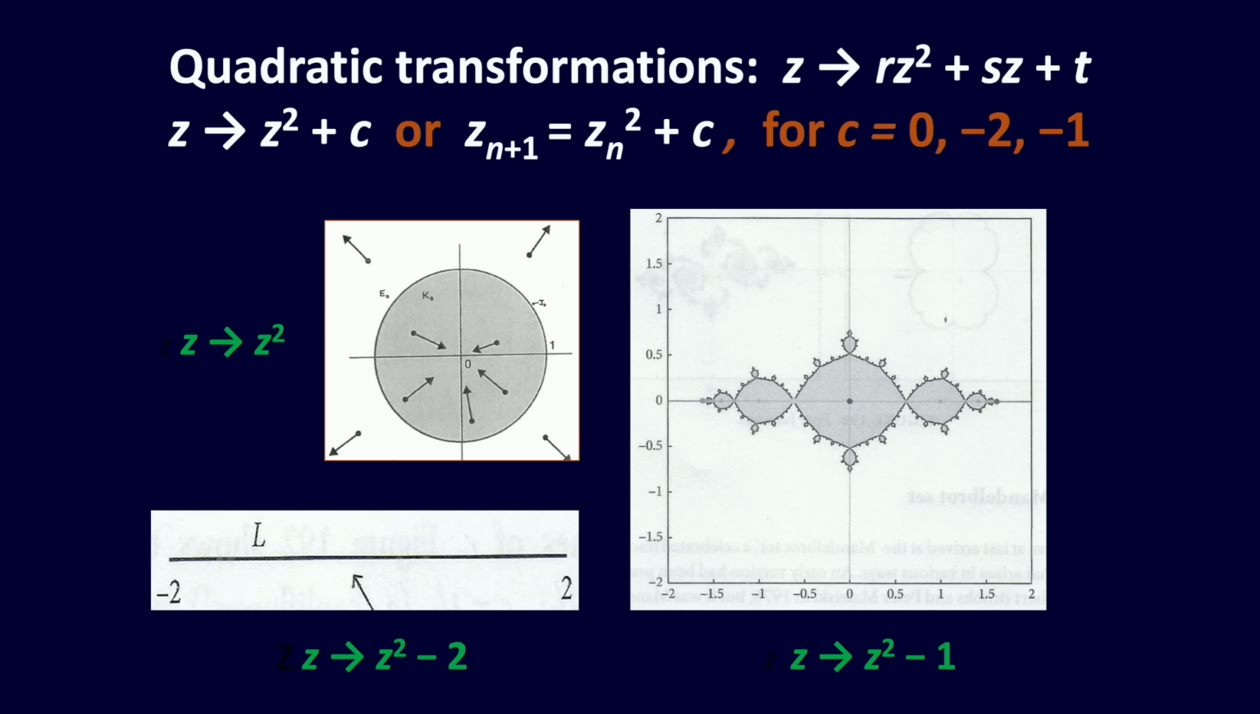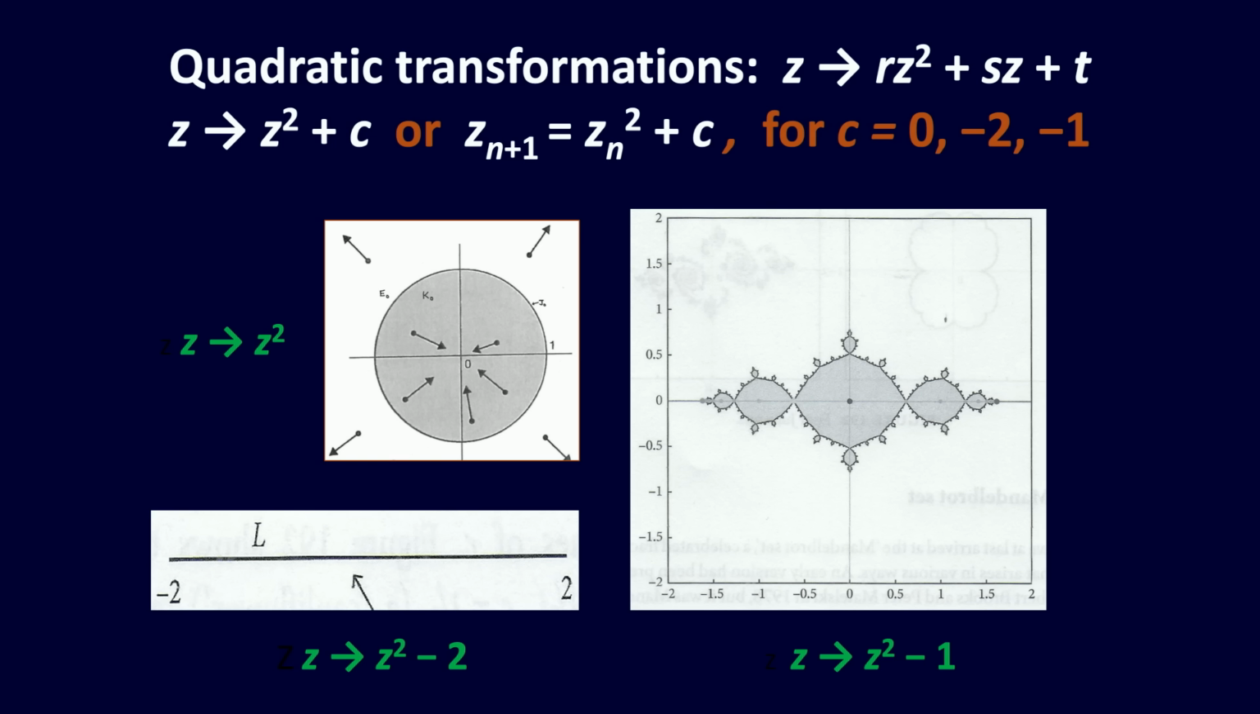But fortunately, a change of variable simplifies this to z goes to z squared plus c, where c is a fixed constant. So here the recurrence relation is z_{n+1} equals z_n squared plus c, our equation. Now the interesting thing is we can restrict our attention to these examples for different values of c, and amazingly, changing c has major consequences.